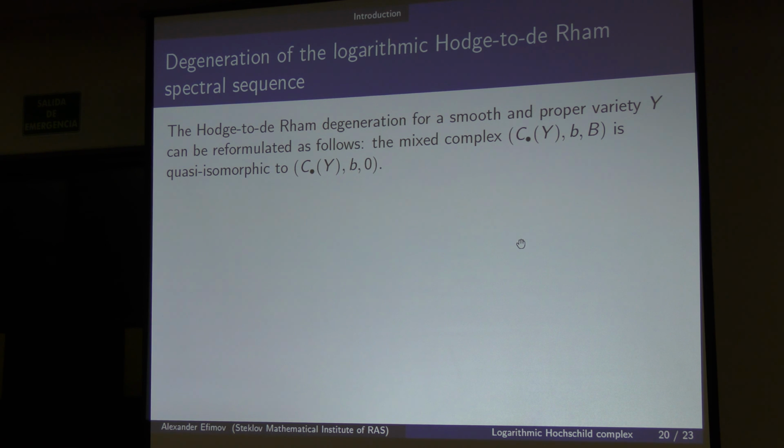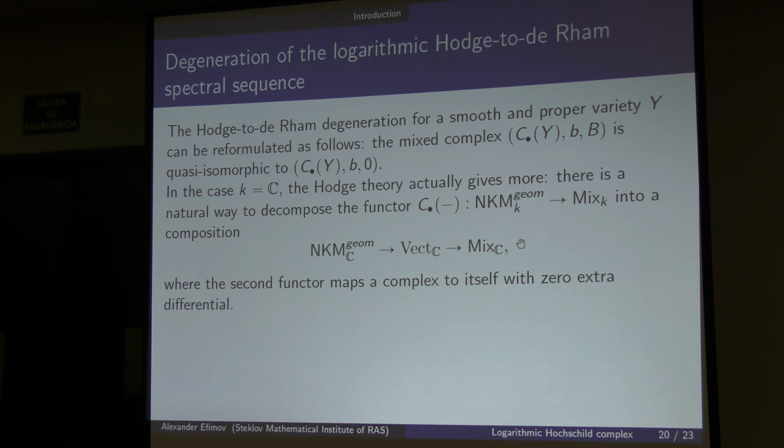Now I will explain that we can obtain not only the Hochschild complex, but well, almost for free we get the degeneration of the logarithmic Hodge-de Rham spectral sequence if we know it for smooth and proper varieties. So first, the Hodge-de Rham degeneration in the usual case of smooth and proper varieties can be reformulated as follows: that we have this mixed Hochschild complex, and that it should be quasi-isomorphic to the same complex with zero extra differential, which is just a reformulation of the degeneration of the spectral sequence.